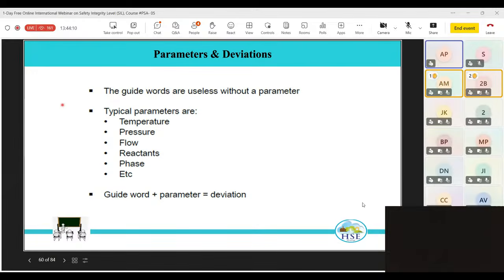Now, these guide words are useless without a parameter. So these guide words must be associated with the parameters. What are the parameters? Temperature, pressure, source, reactants, phase, etc. So these are the various parameters, and guide word plus parameter together makes a deviation. The deviation will be completely defined only when you have both of these things, guide word as well as a parameter. Next one.